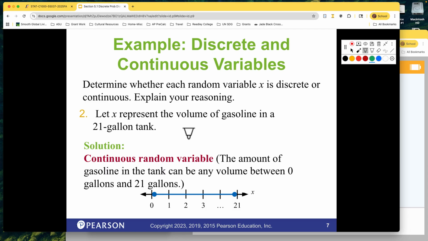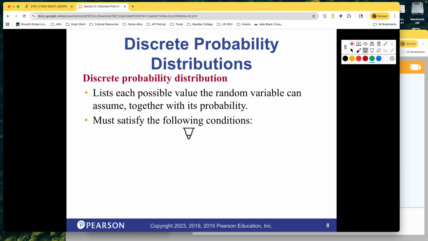And again, for at least the next 2 lessons, we're going to focus on discrete variables. We will get into continuous a little bit later, and all our tools will work similarly for the most part. Okay, so a discrete probability distribution lists the possible values of each random variable. So it could be 1, 2, 3, 4, 5. Sometimes it could be 1, 1.5, 2. So we just follow through with that.